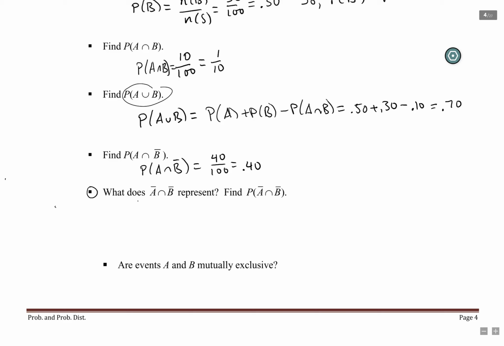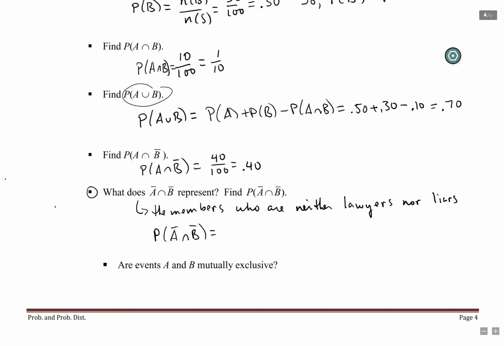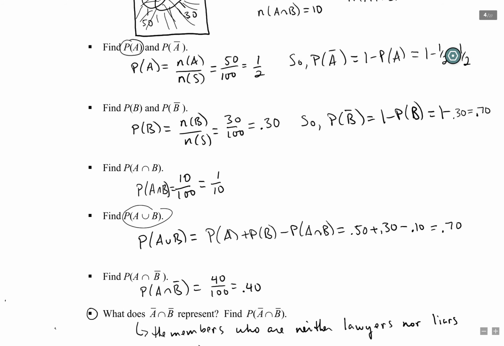That represents here the members who are neither lawyers nor liars. That's what that event represents. And the probability of A complement intersect B complement is the number of outcomes in that event divided by 100, because there was 100 in our sample space.